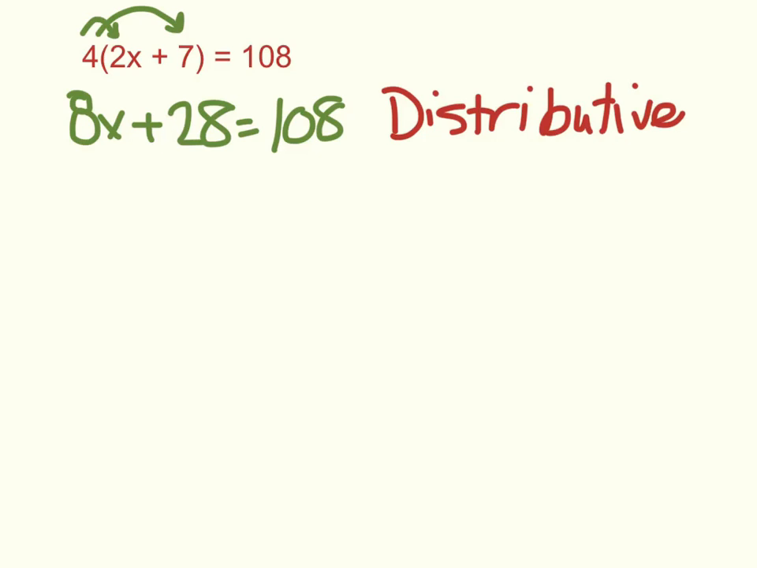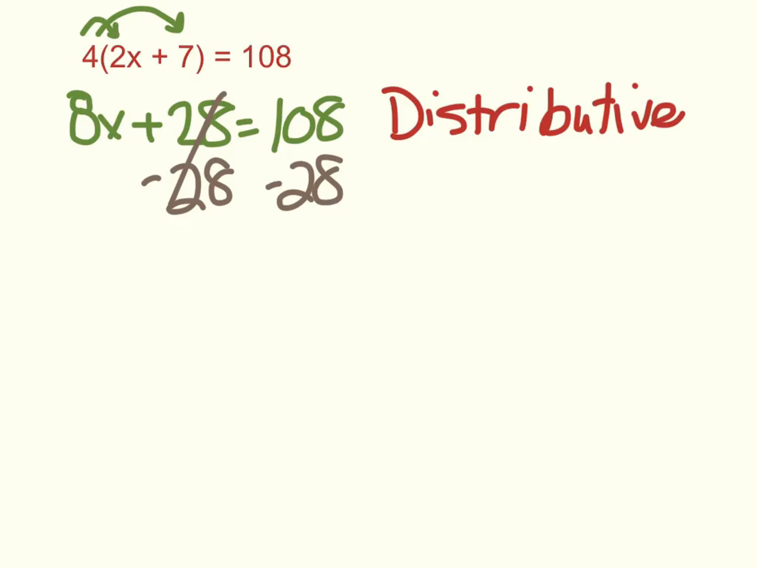Okay, I would combine like terms, but I don't have any like terms to combine. So I am going to get right to solving. I'm going to take 28 away from this side and 28 away from this side. Those are going to cancel out.